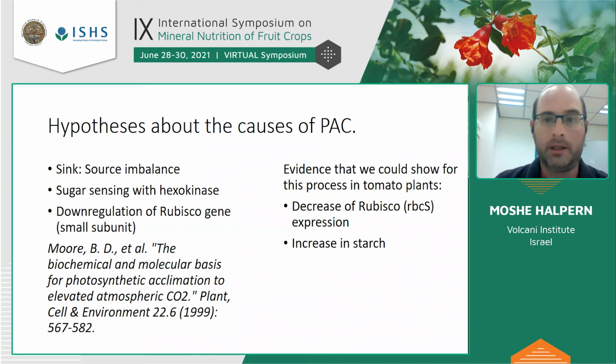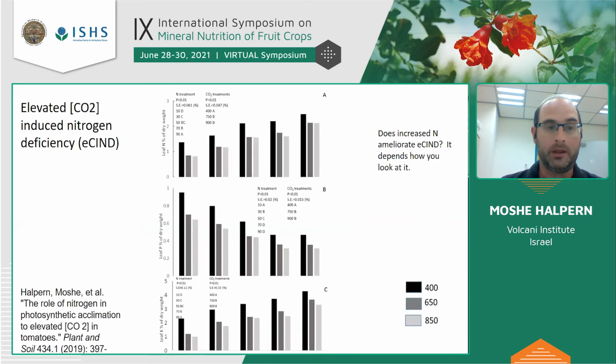This is the mechanism that was put forward by Moore et al. in 1999, and they still talk about it today. Evidence that we have to show this process, well, we didn't show the whole process, but as we saw in our previous slides, we did have a decrease in the Rubisco expression of the small subunit, and we did have an increase of starch, showing that there was a sink-source imbalance.